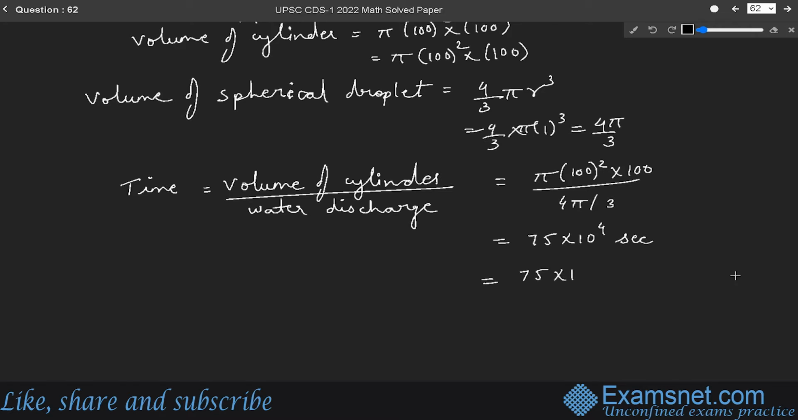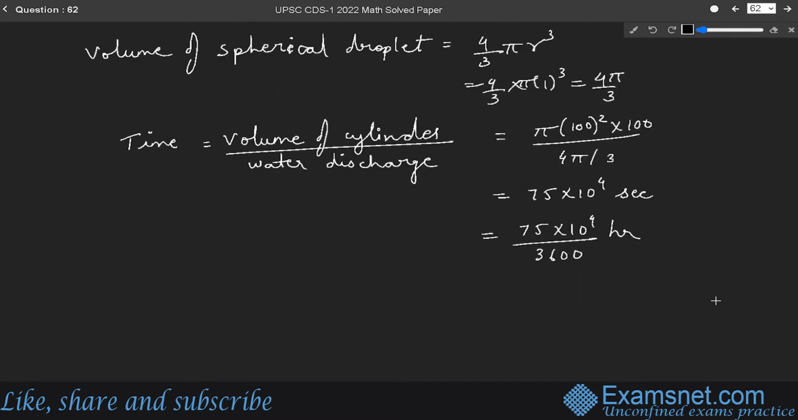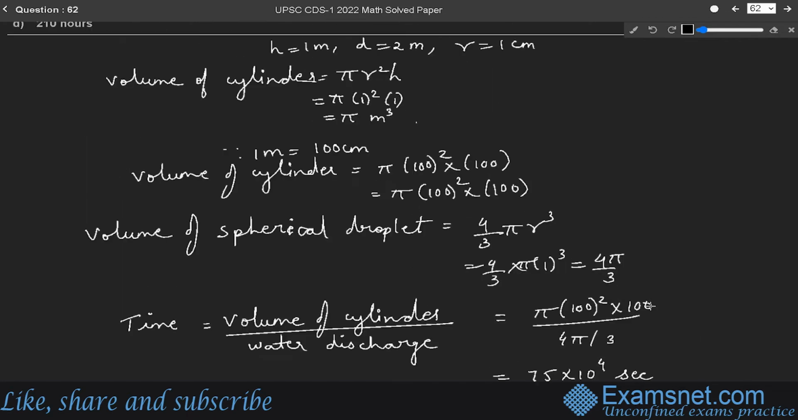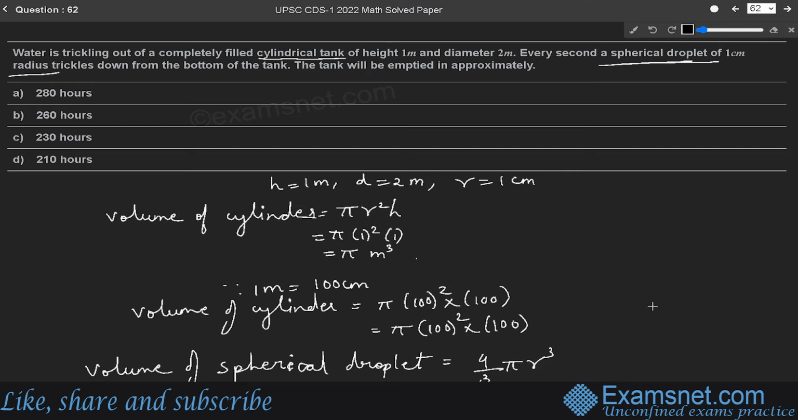So it will be 75 into 10 to the power 4 by 3600 hours. So we can approximately write it as 208.33. Approximately it will be 210 hours. So the correct option for this question is 210, and we can say that the tank will be emptied in approximately 210 hours. See, in the question it was written very carefully that you have to find approximately. So option number D is the correct answer for this question.